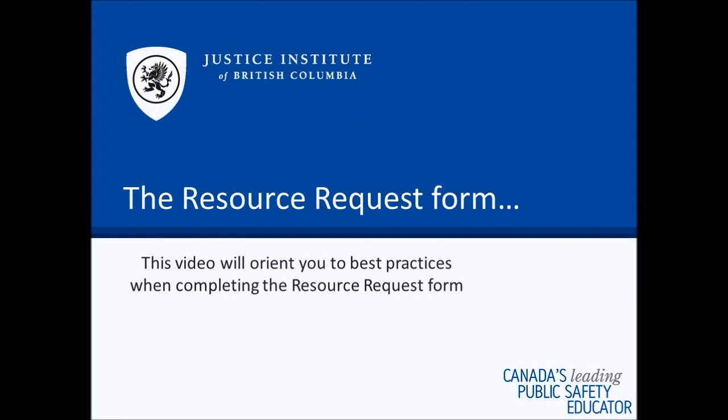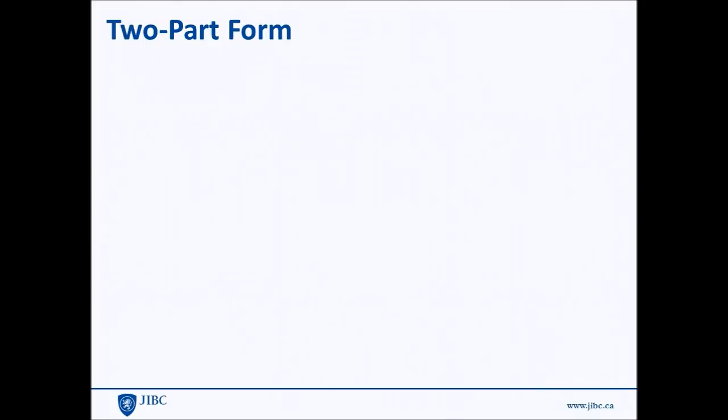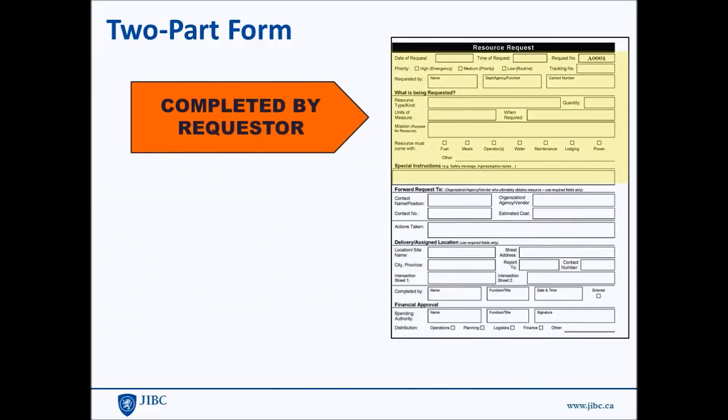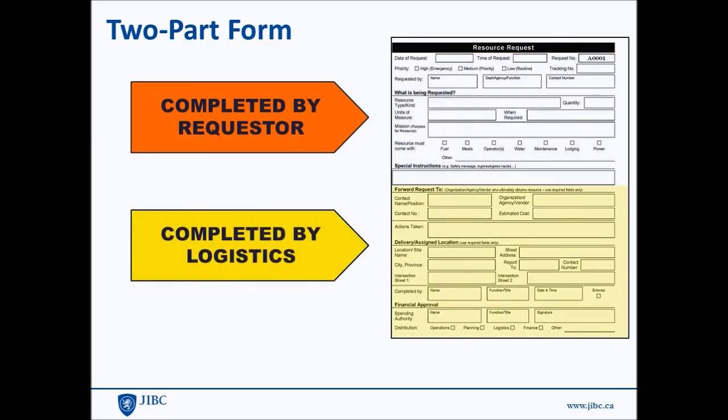This video will provide a general overview to the completion of the resource request form. The resource request is comprised of two components. The top part is completed by the requester, often someone from operations, and the bottom, which is the part that logistics completes as it sources the resource and arranges for it to be available for assignment. We'll cover both parts so that you have an understanding of the form as a whole.